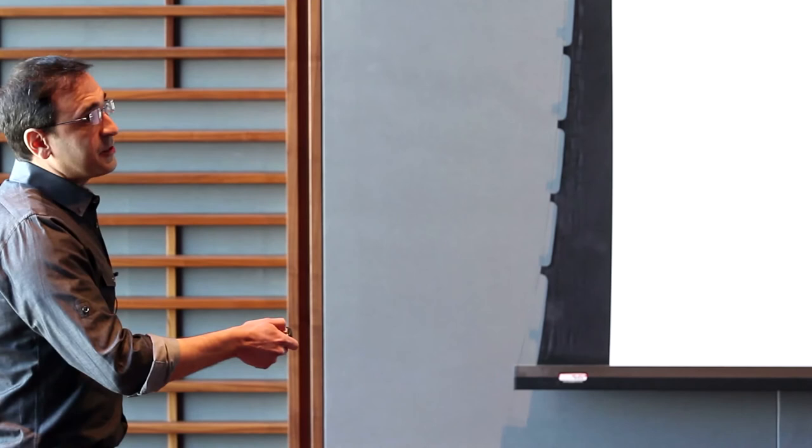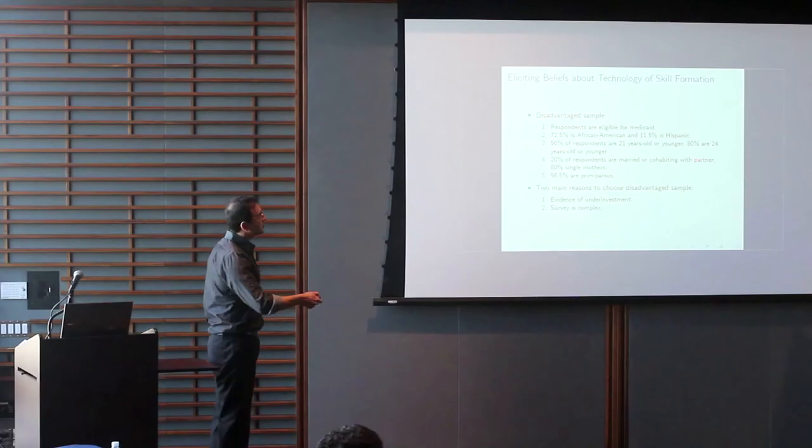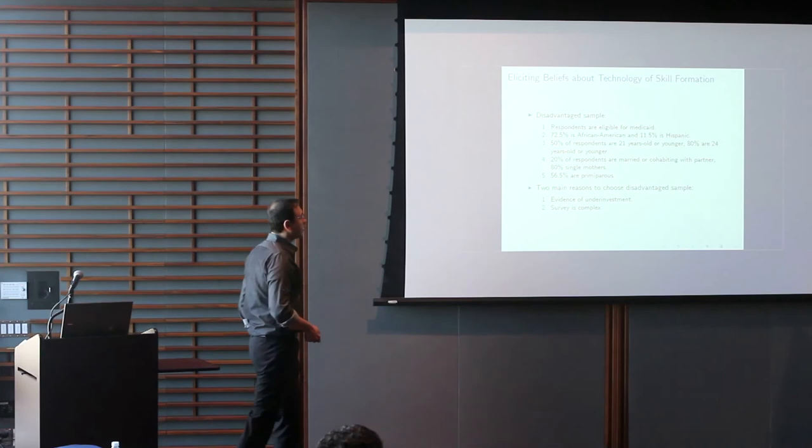20% of them are actually married or cohabiting with a partner. Most of them are actually cohabiting with a partner. 80% of them are single mothers. They do live with other household members, other family members. And 56% of them are primiparous.